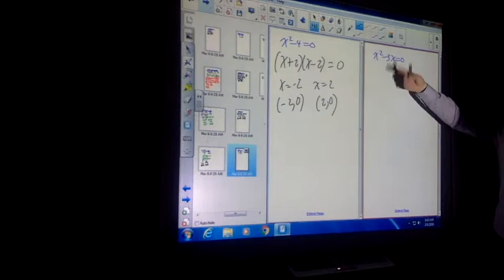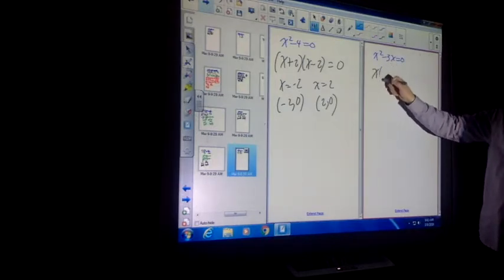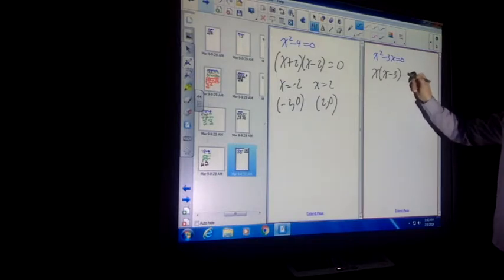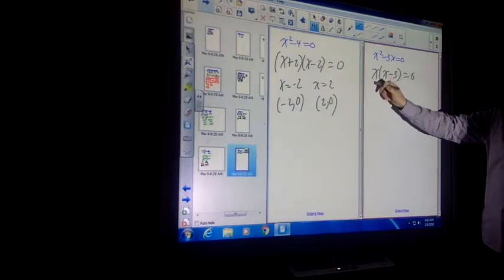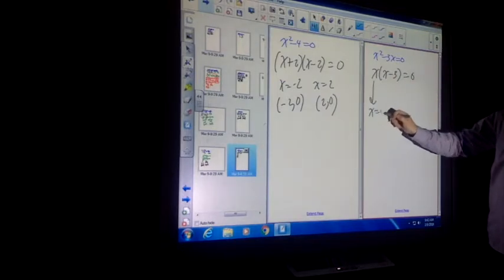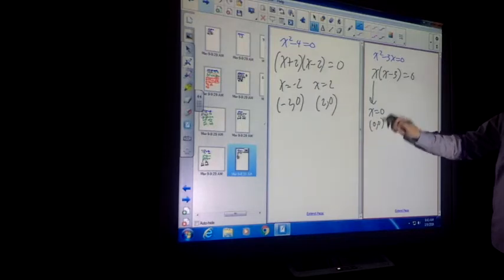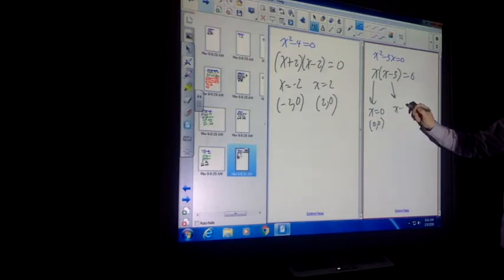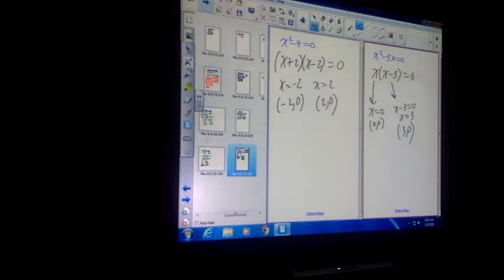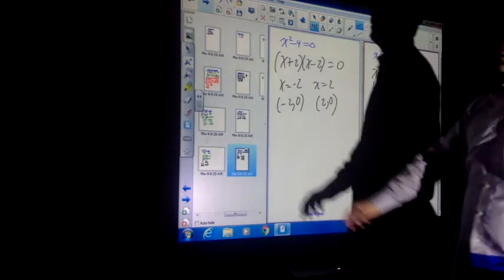What about this one? It's already equal to 0. These both have x, so let's factor an x out. X times x minus 3 equals 0. So this gives me x equals 0. So 0 comma 0 is the solution. This gives me x minus 3 equals 0, so x equals 3. So 3 comma 0. There's my answers. We going okay?